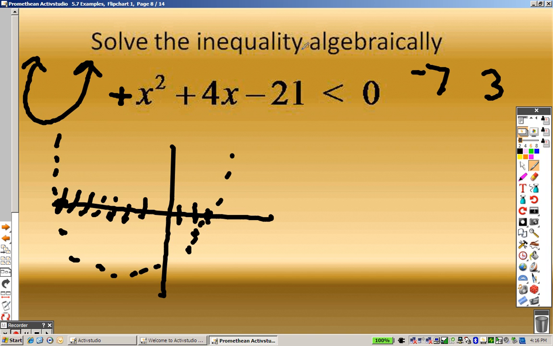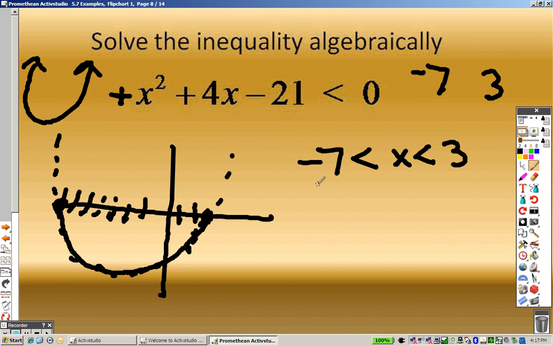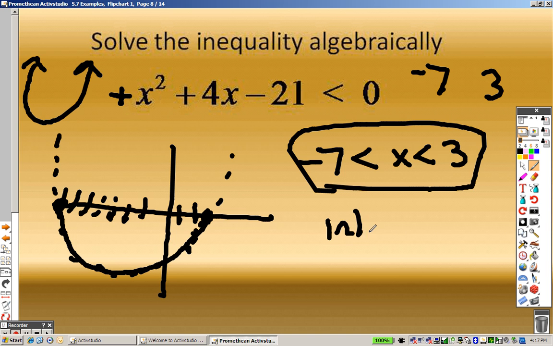I want where my graph is less than 0. Well, let me show you. This is where it's less than 0, from here to here, which means everything in between those 2 points. So everything between these 2 points is your answer. And that's how we would write in between those 2 points.